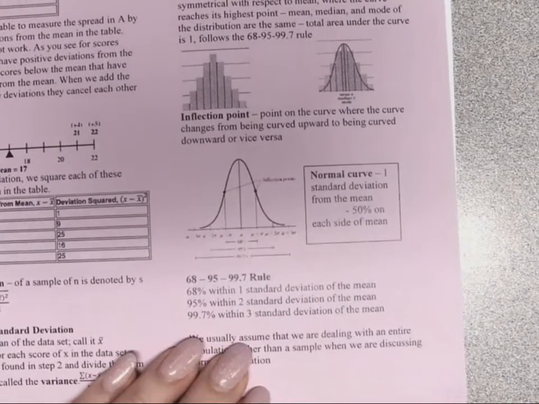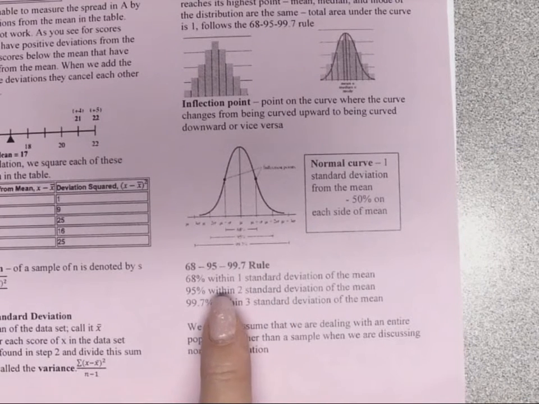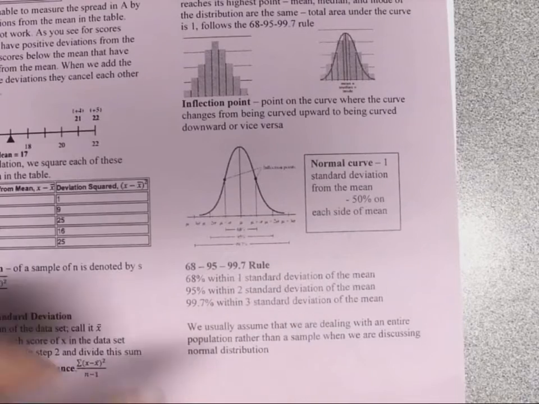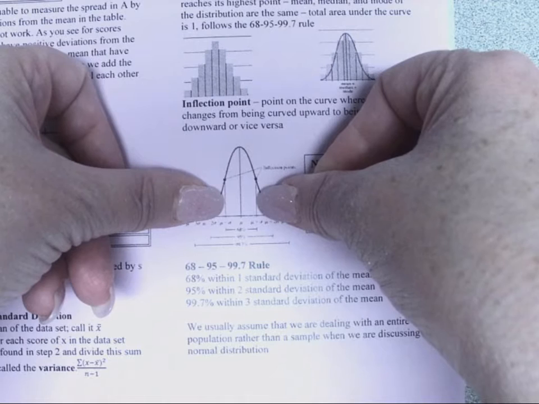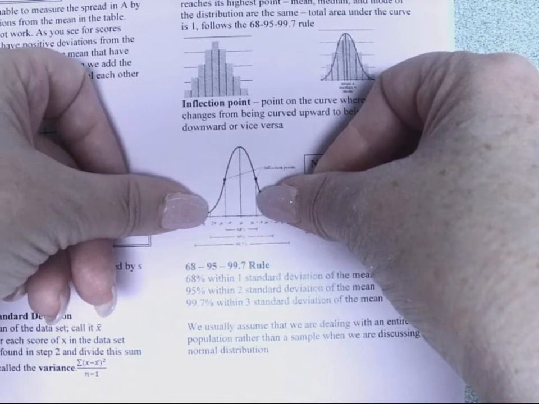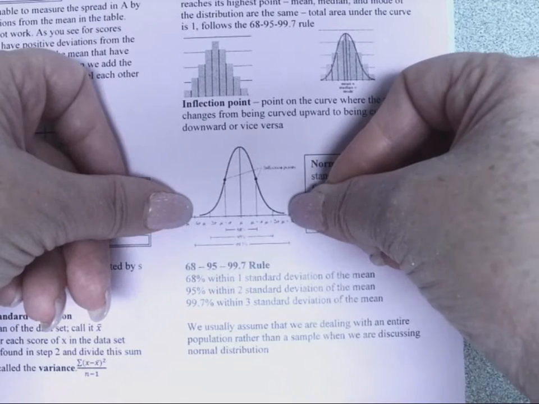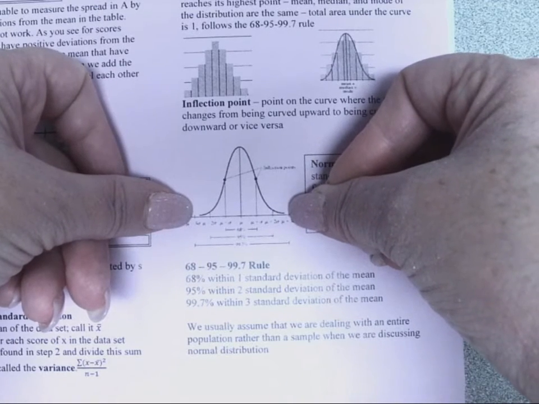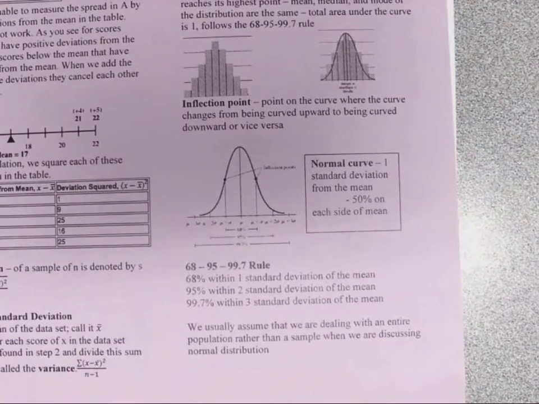Now the 68, 95, 99.7 rule is 68% of your data will be within one standard deviation of the mean, so that's that area between those. 95% are going to be within 2 standard deviations, and then 99.7 will be within 3 standard deviations of the mean. We usually assume that we're dealing with an entire population rather than a sample when we're discussing normal distribution.